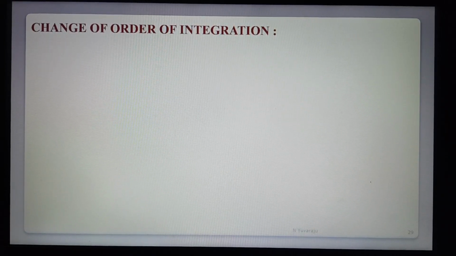Hi students, today we are learning the topic: change of order of integration in double integral. In the previous lecture we completed double integration definitions and some problems. Now, change of order of integration in double integration means change of limits of the given integration. So the limits will be changed. So how do the limits change here?